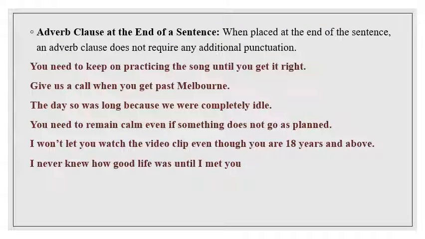The third position is the adverb clause at the end of a sentence. When it is placed at the end of the sentence, the adverb clause usually does not require any additional punctuation. For example, you need to keep on practicing the song until you get it right. Give us a call when you get past Melbourne. So when you get past Melbourne is the subordinate clause, and it is coming at the final position of the sentence.